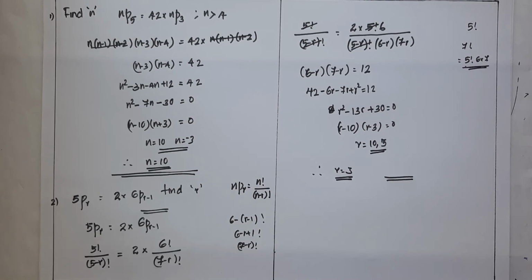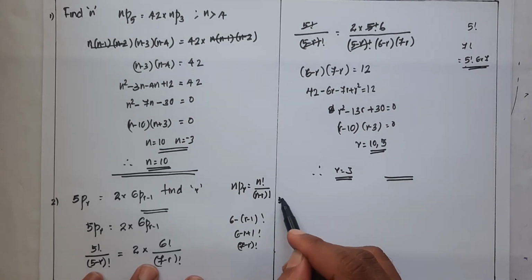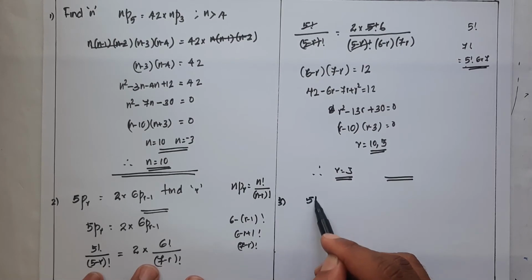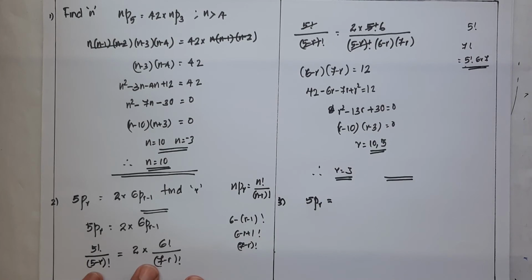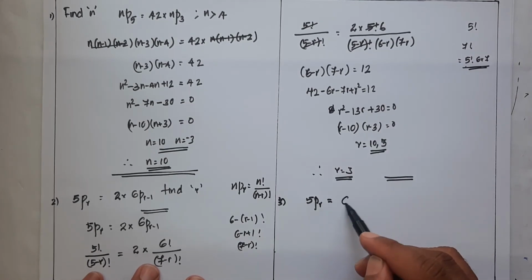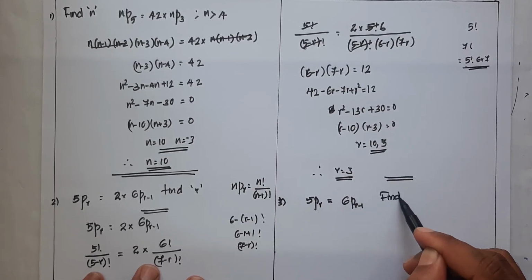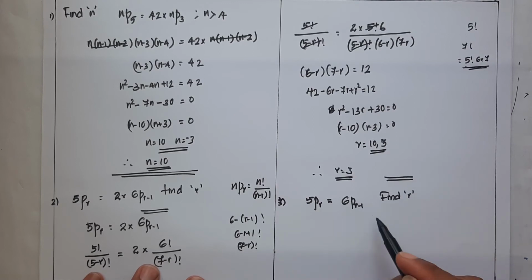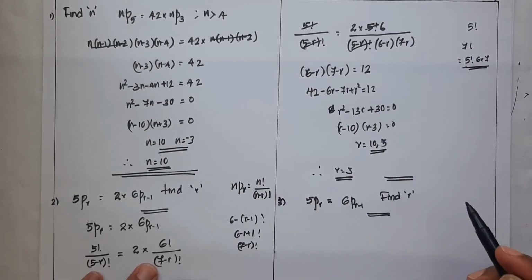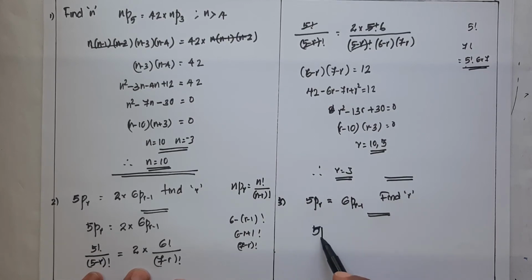The next question is 5PR equal to 6P(R minus 1). Find R. 5PR equal to 6P(R minus 1).